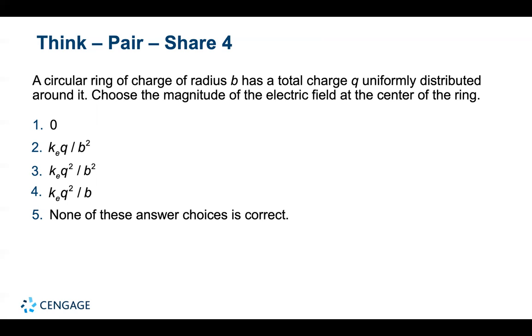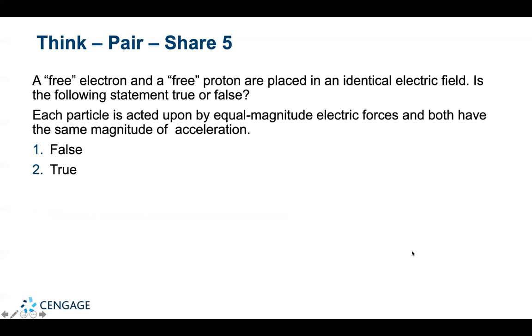Okay, let's move on to the next one here. So a free electron and a free proton are placed in an identical electric field. Is the following statement true or false? And the answer is false. It is true that the electron and the proton have equal magnitude charges of opposite signs. The forces exerted on these particles by the electric field have equal magnitude in opposite directions. However, the electron experiences an acceleration of greater magnitude than does the proton because the electron's mass is much smaller than that of the proton.